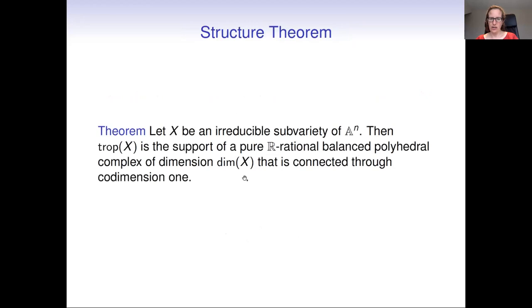Okay. Now we know the meanings of all these words. The one piece we haven't covered is how it is balanced, which means I'm claiming, and I will tell you in a moment, that the variety X gives you a choice of weights on the polyhedral complex that makes it balanced. Question, does the theorem go both ways?